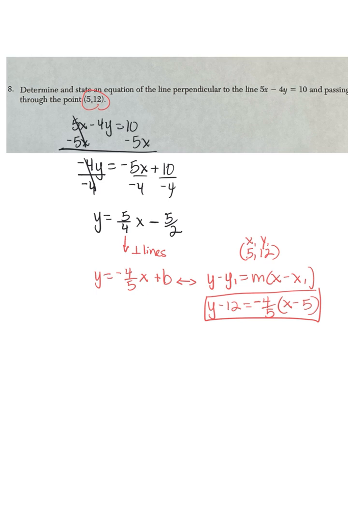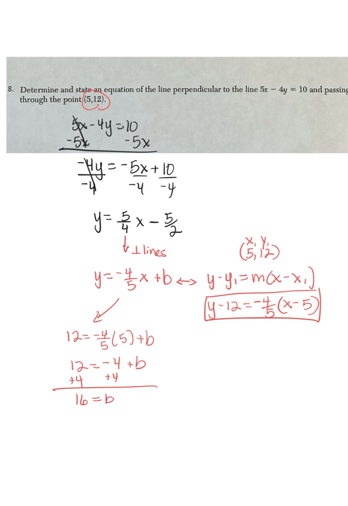Now, if you wanted to do the other way, remember that 12, let me just get my pointer out. This is the y value and this is the x value. So I'm going to put 12 here and I would put 5 here. Okay, so I could do 12 equals -4/5 times 5 plus b. And then I would just do this. I would get that. Okay, so then I'd add 4, and there's my b.